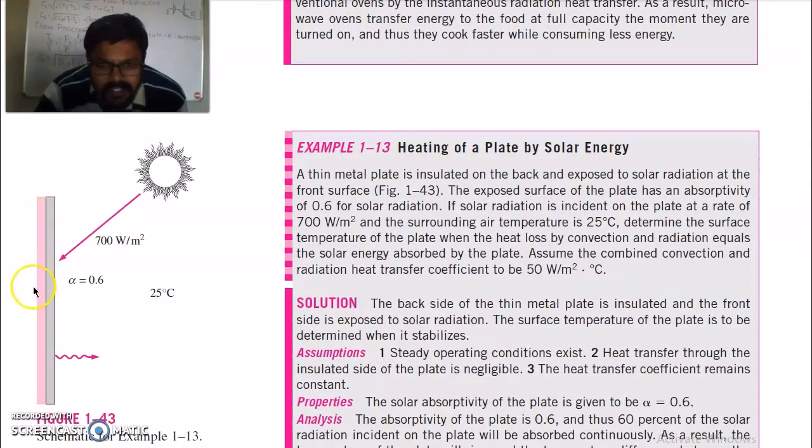So a thin metal plate is insulated on the back side and exposed to solar radiation at the front face. The exposed surface of the plate has an absorptivity of 0.6. If solar radiation is incident on the plate at a rate of 700 watt per meter square and the surrounding air temperature is 25 degrees Celsius, find the surface temperature of the plate when the heat loss by convection and radiation equals the solar energy absorbed by the plate. Assume the combined convection and radiation heat transfer coefficient to be 50 watt per meter square degree Celsius.